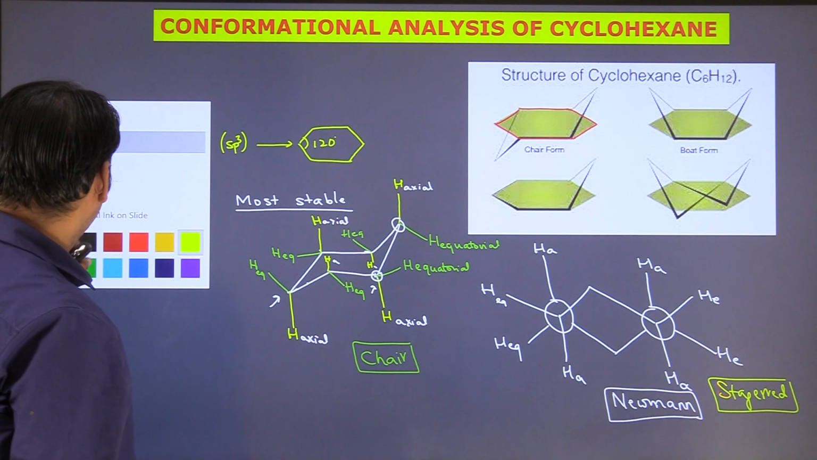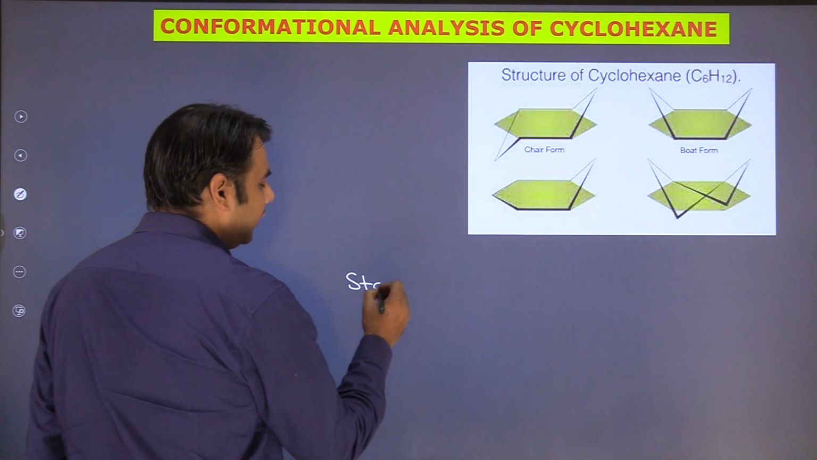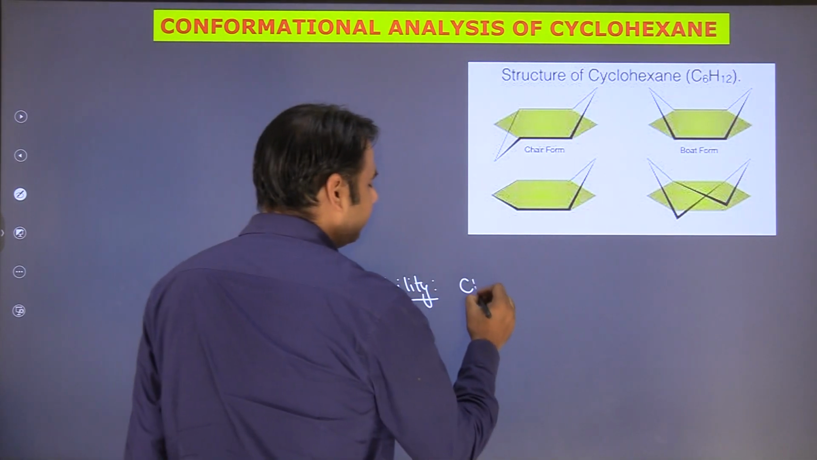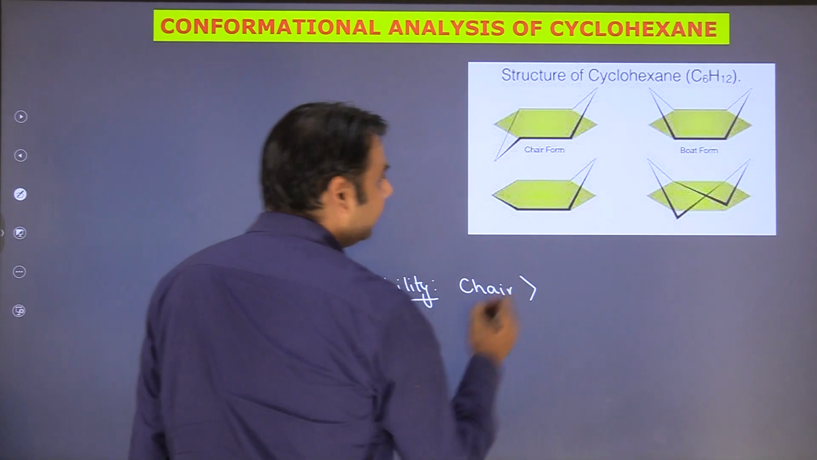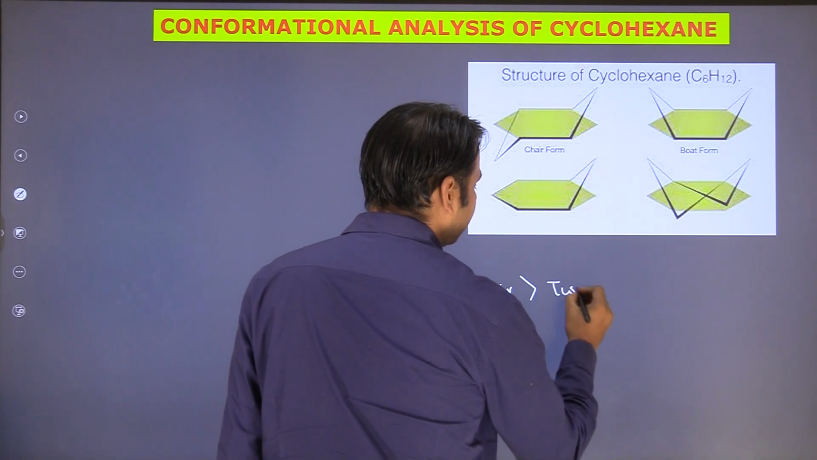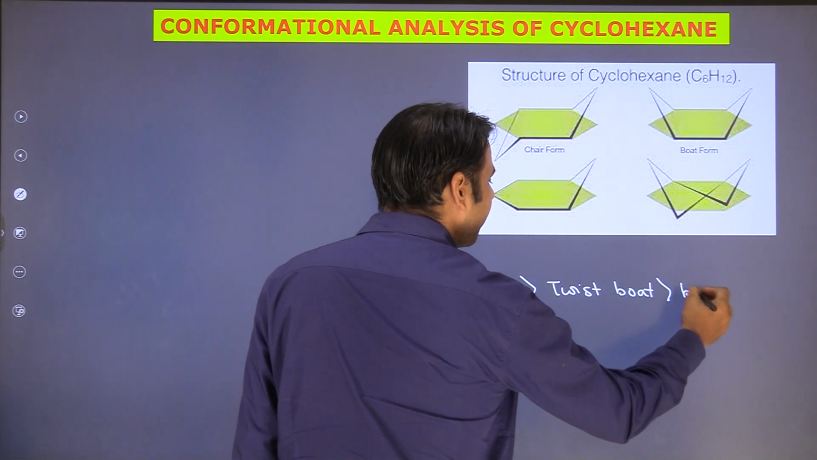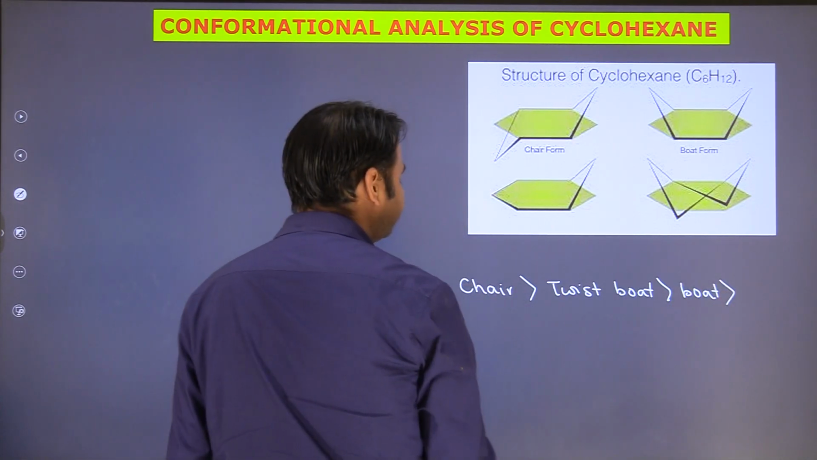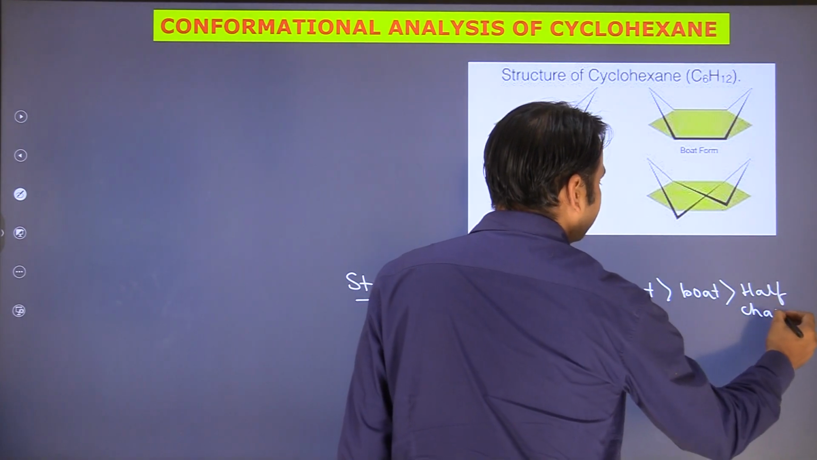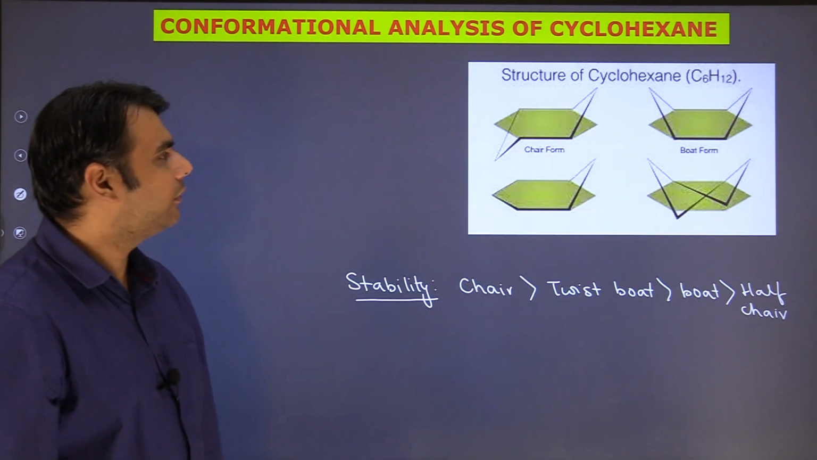Now let me write the stability order. If I consider the stability order, the most stable form is the chair form, followed by twist boat, followed by boat form, followed by half chair. So these are the structures of different conformers of cyclohexane.